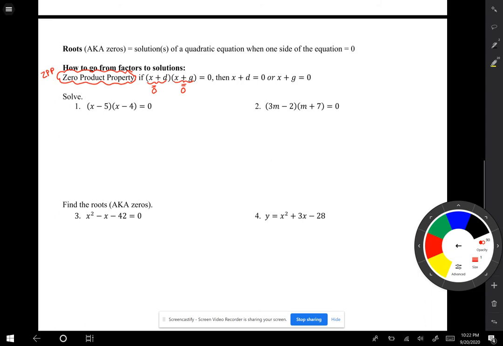So notice that number 1 is already set equal to 0. It already is in factored form. So you don't have to factor anything on numbers 1 and 2. It's already factored for you. When that's the case, I just say, hey, just put an equal sign and a zero. And so what you do is you write your 2 equations, x minus 5 equals 0 and x minus 4 equals 0. And then you solve each one.